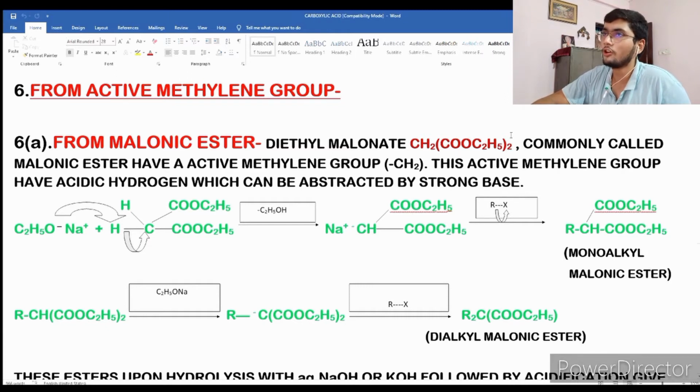This is commonly called malonic ester and has an active methylene group, as I have already told you. Because of those two ester groups, the CH2 group is active, that is, its hydrogens are acidic in nature. Now this active methylene group has acidic hydrogen which can be abstracted by a strong base, as I have already told you. Now let us come to the reaction.